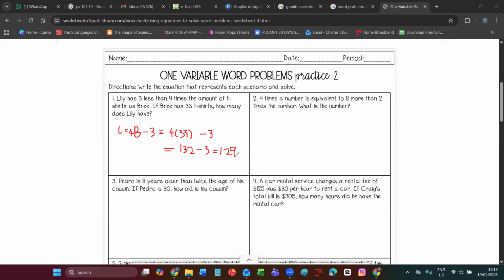Okay. So it's quite clear, even from the look of the question, that Lily has more than Bree. I mean, imagine four times and then you just subtract three from it. It's definitely still going to be more. Okay, so let's look at the second one.